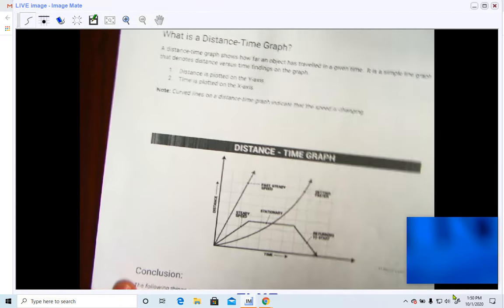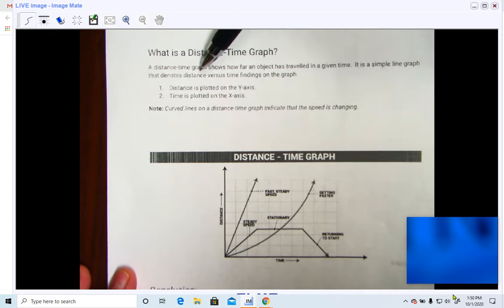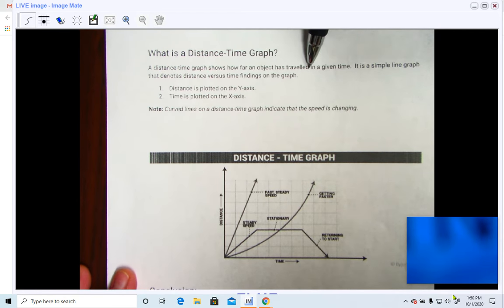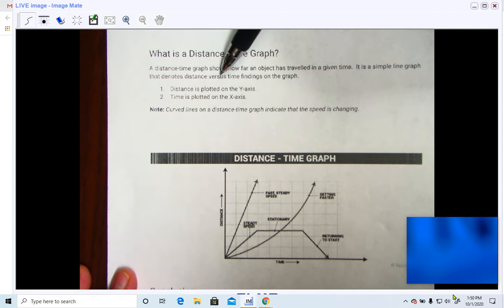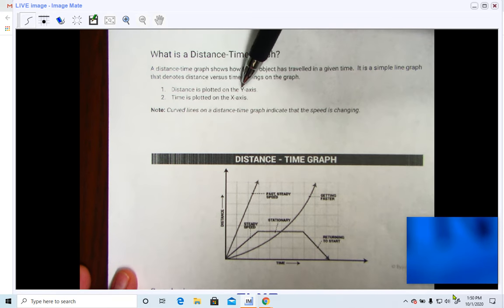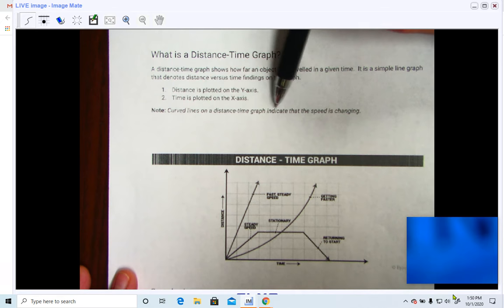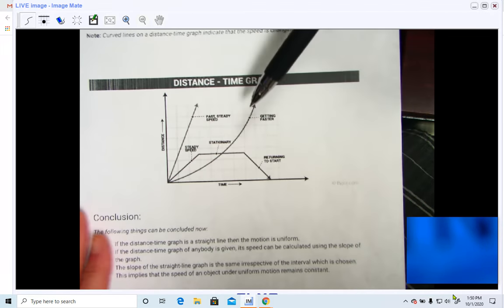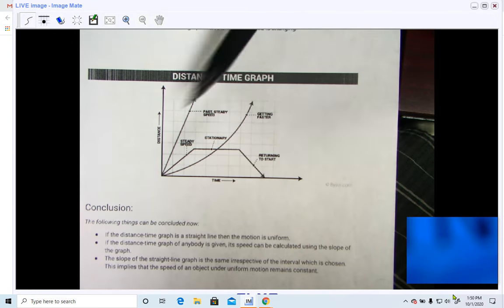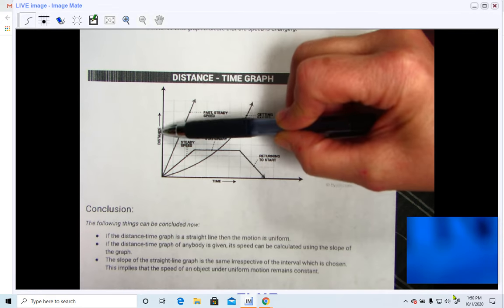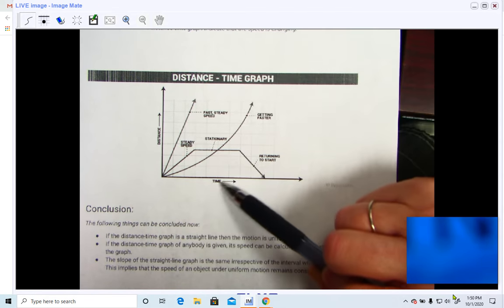Okay. What is a distance time graph? A distance time graph shows how far an object has traveled in a given time. It's a simple line graph that denotes distance versus time findings on the graph. Distance is on the y-axis, time is on the x-axis. Curved lines indicate the speed is changing. So let's look at the example. Here's your distance, and this is your time.